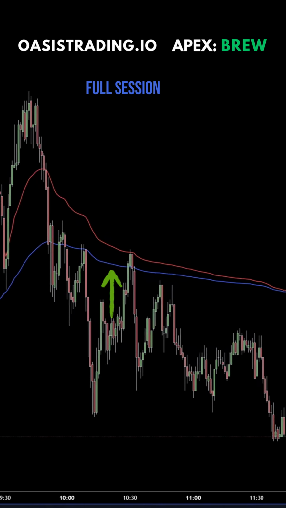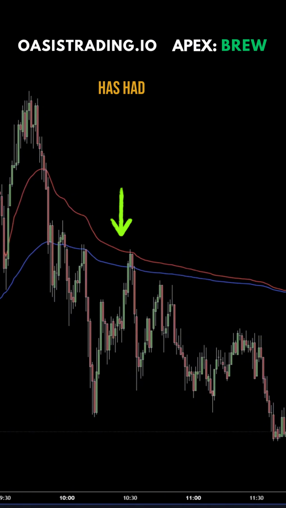It's the full session. Now, typically with this trade, you want to be looking for the session VWAP. But if the daily VWAP has had at least 30 minutes or so, maybe 15, 30 minutes of data, you can use the daily VWAP. The reason you want to use the session VWAP is it has way more data. That VWAP has been trading for the entire day. It's a more solid support and resistance line.